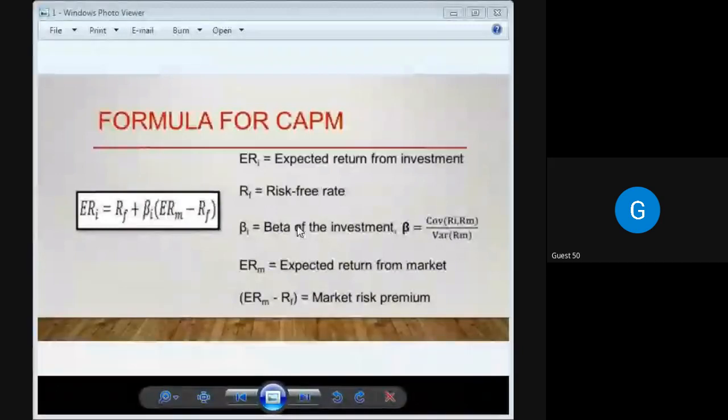And what is the market risk premium? Market risk premium is simple. You deduct the risk-free rate from the expected return from the market. So this is the basic formula. This is the formula of CAPM, the capital asset pricing model, and we consider all these points in the formula: the expected return from the investment, then the risk-free rate, then the beta of the investment, then the expected return from the market, then the market risk premium.